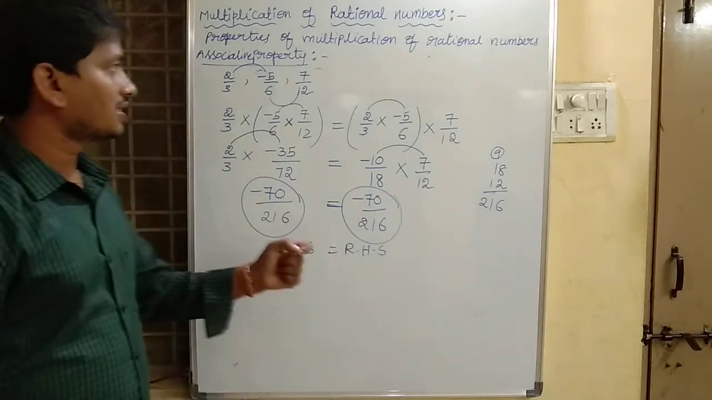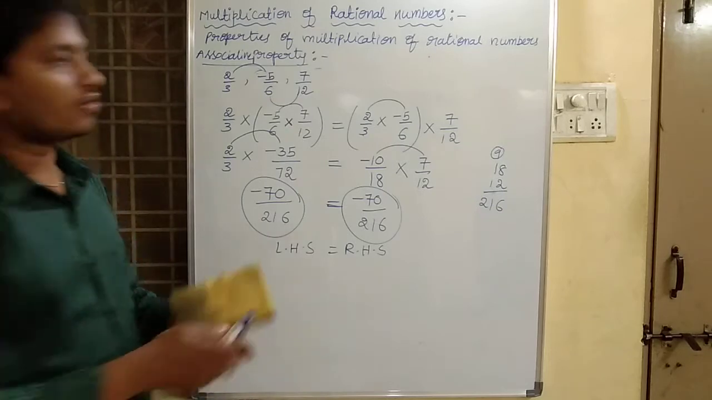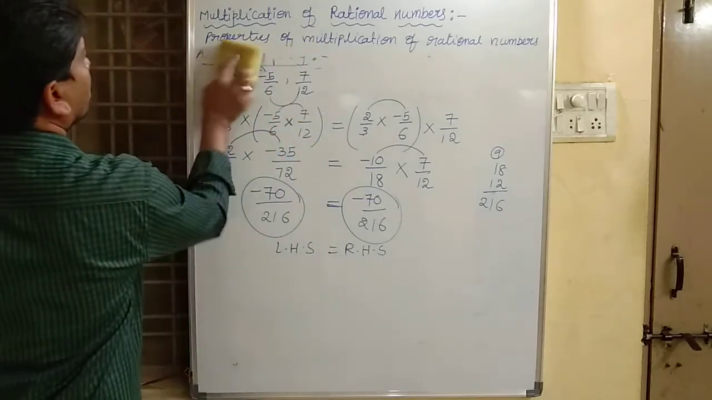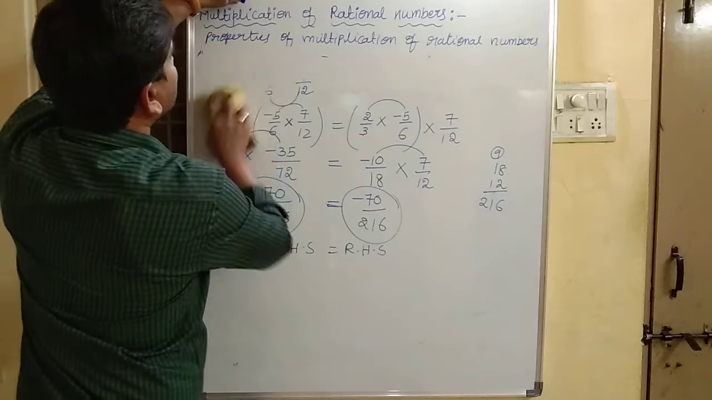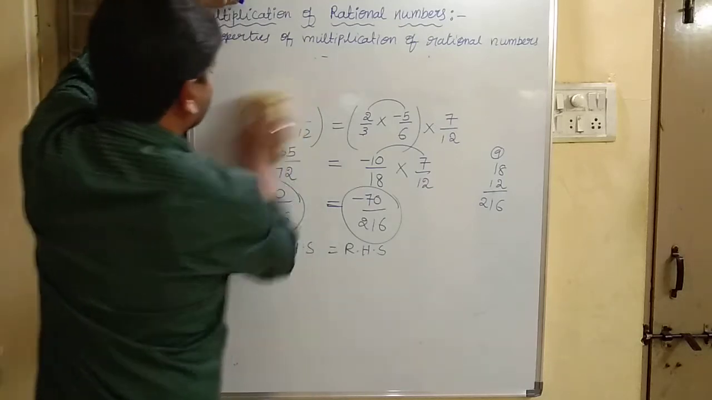Okay. Now let us discuss the existence of multiplicative identity.